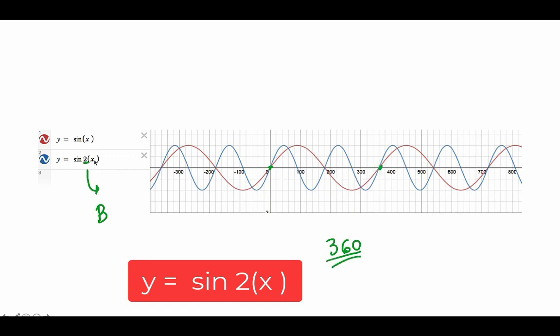Now, if you have sine of 2x, the graph of that would be this blue function. Notice that if you trace the blue graph from here going to this point, that is one cycle. Then let's repeat that cycle here, and from here going to that point is another cycle. In other words, from this point to this point, we now have 2 cycles in the span of 360 degrees.